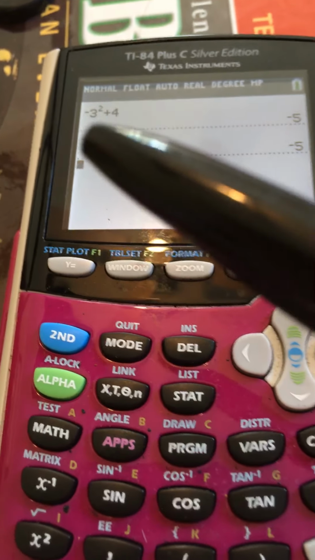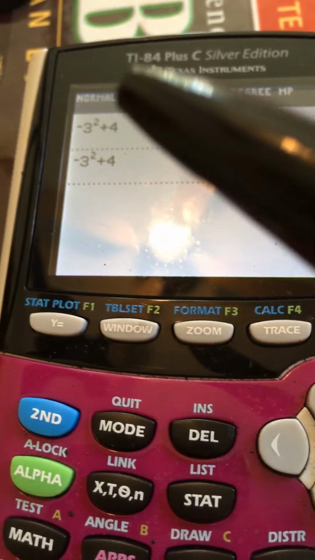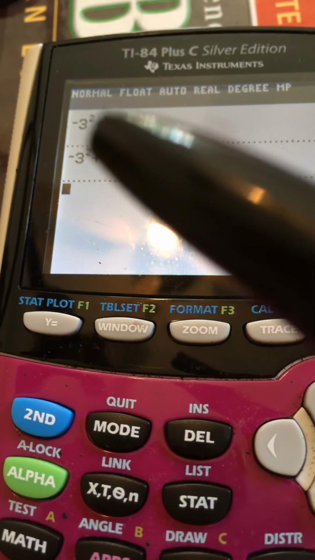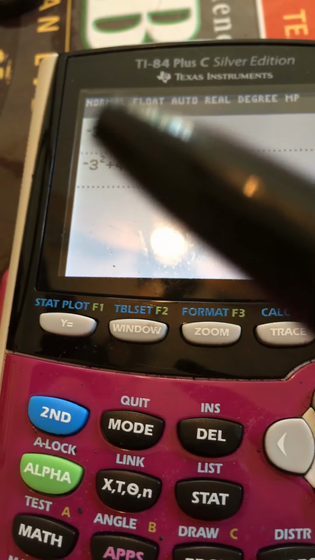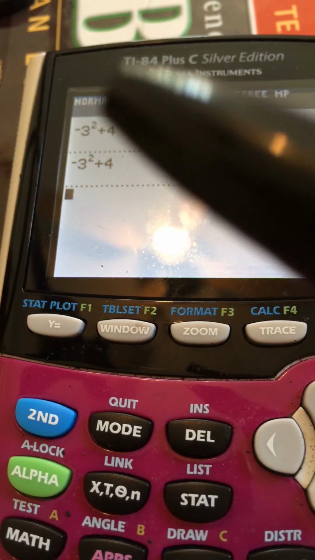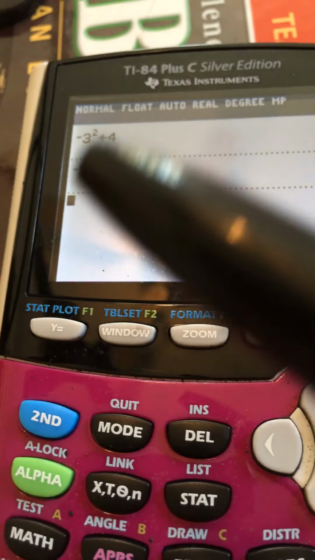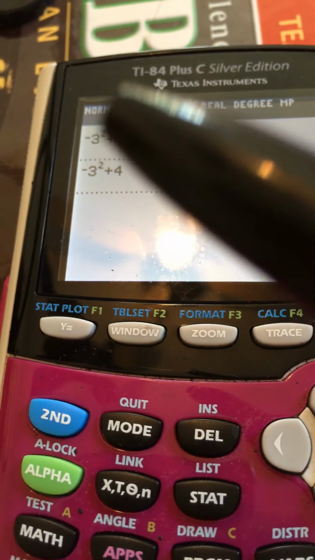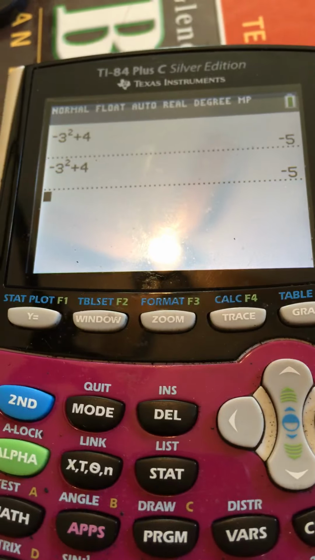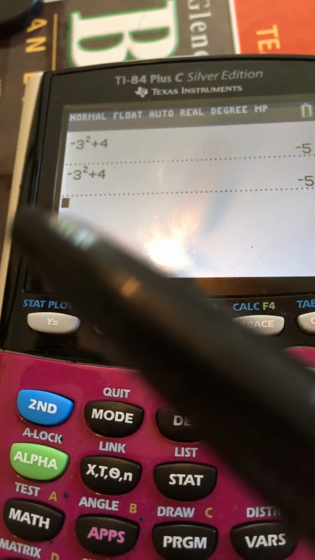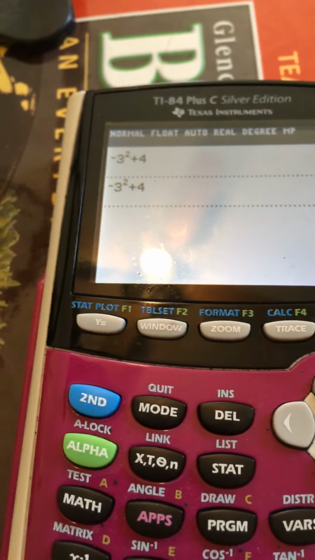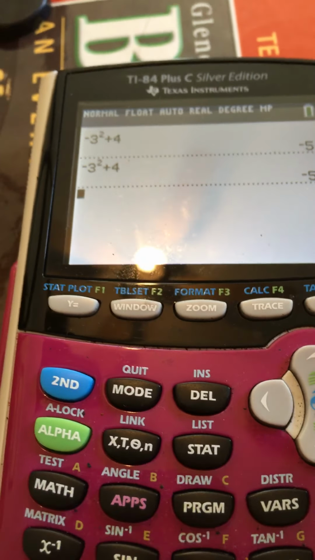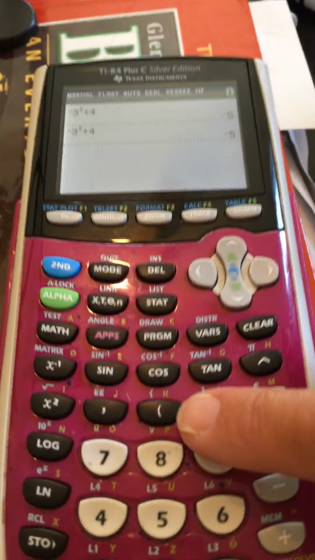Your calculator doesn't understand that the negative went with the 3. It thinks that what you're doing is you say that there's an understood -1 times 3 squared. 3 squared is 9 times an understood -1 is -9. -9 plus 4 is -5. So if you want it to square -3, you have to tell your calculator that the negative goes with the 3. And how we do that is parentheses.